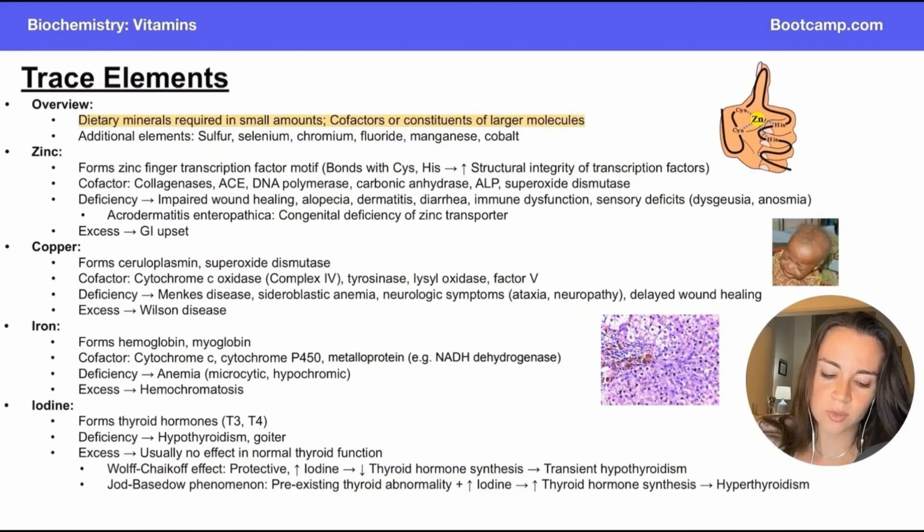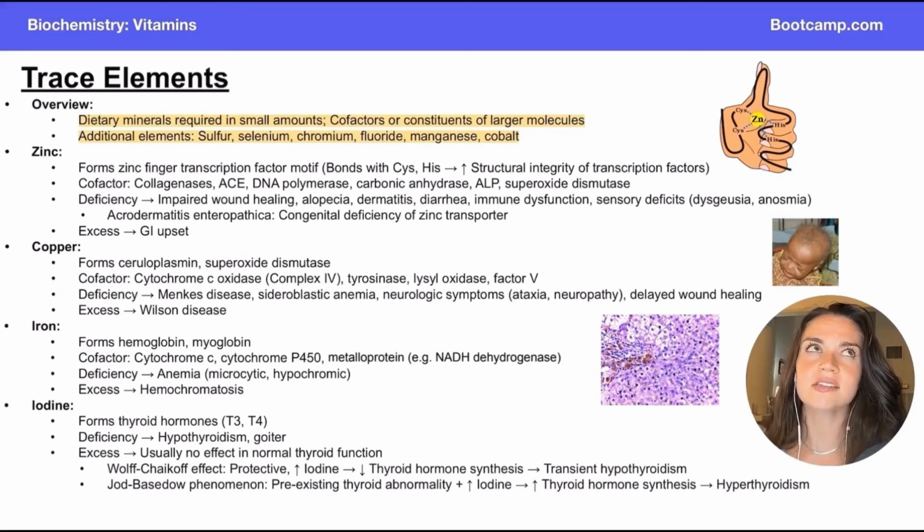So like I said, the big ones we'll be talking about are zinc, copper, iron, and iodine, but some other good trace elements to at least be aware of include sulfur, selenium, chromium, fluoride, manganese, and cobalt. Those ones weren't quite important enough to make the cut for this video, but if you have no idea what those things do, it might be worth just going and looking them up, just giving them a once-over. That's all you'll probably need. Let's start by talking about zinc.